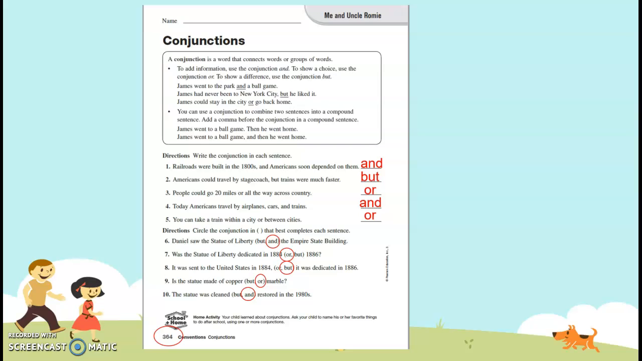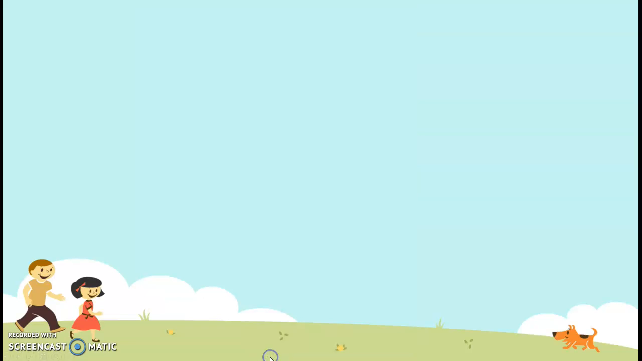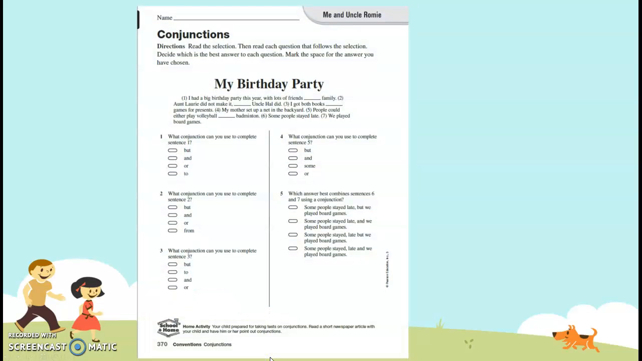Excellent. So we continue to page 364. Conjunctions. Page 370. Page 370. Okay. Conjunctions. Directions. Read the selection, then read each question that follows that selection. Decide which is the best answer to each question. Mark the space for the answer you have chosen.